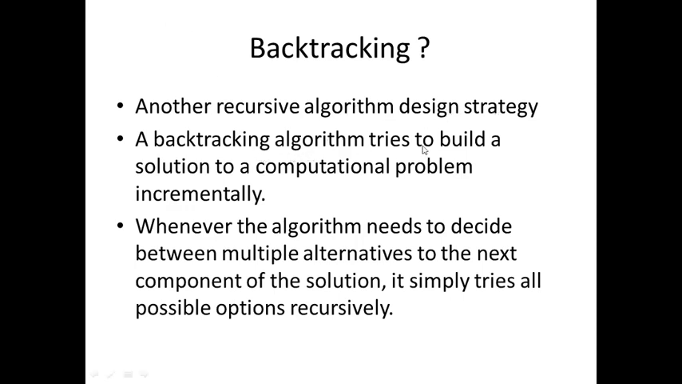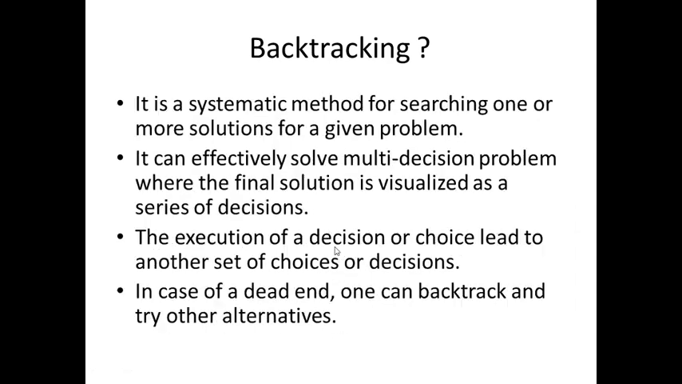A backtracking algorithm tries to build the solution to a computational problem incrementally. That is very important. At each step, it will find a partial solution and build the final solution incrementally, adding one step at a time, or building the complete solution from the partial solutions. And whenever an algorithm needs to decide between multiple alternatives for the next component of the solution, it simply tries all possible options recursively. These are the characteristics.